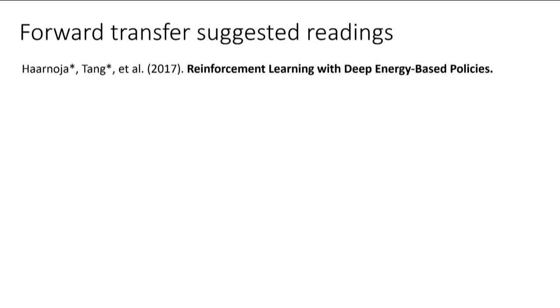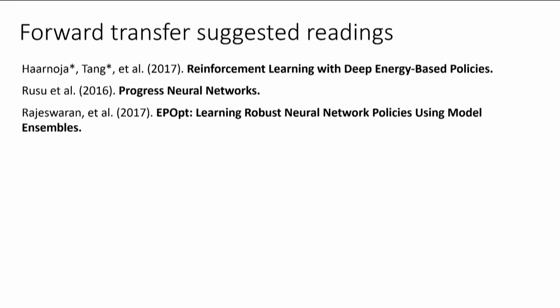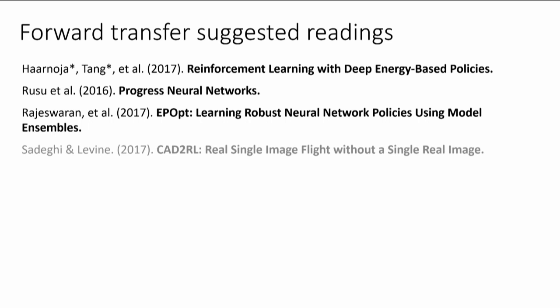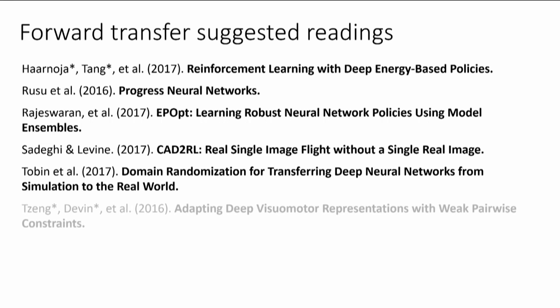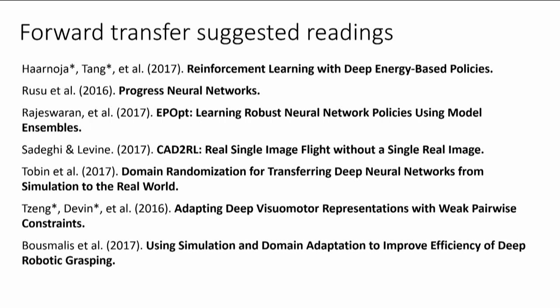Okay, some suggested readings if you want to learn more about this. This is the paper I discussed about fine-tuning. This is the progressive networks paper. This is the paper with the hopper, learning to transfer different masses. And this is the randomization for quadrotor flight. This is another randomization paper. And then this is the paper with the domain adaptation loss. And this is the one with the image translation. So these will be in the lecture slides, which I'll post on the website shortly.